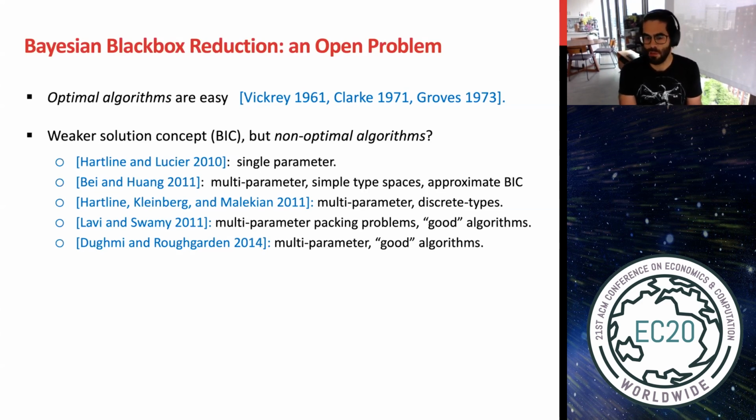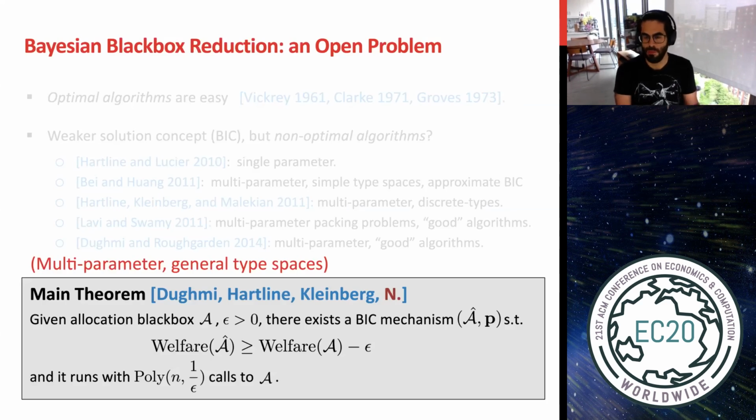So what we show is actually for the general multi-parameter and general type spaces, no matter discrete, no matter continuous, you can actually have exact BIC Bayesian black box reduction. So let me say the statement carefully. You give me an allocation black box A, and there is a parameter epsilon. So through a polynomial time computation method, I create a different allocation algorithm A hat and a payment rule P, so that these two form a Bayesian incentive compatible mechanism.